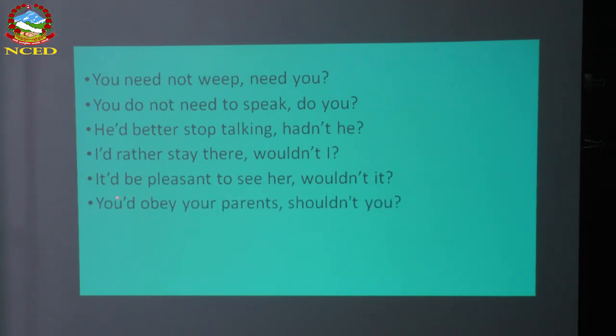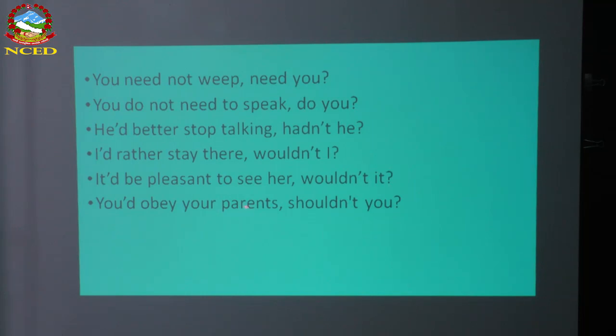You would or you had, we will decide it after this verb, right? You'd obey your parents, shouldn't you? So here it is neither would nor had. It is should. Why now? Because you should obey your parents. You should obey your parents.